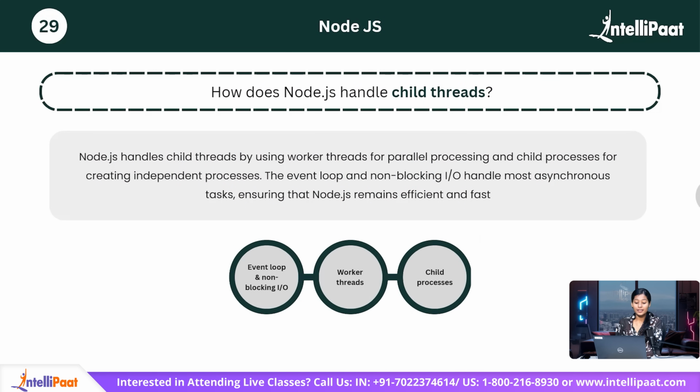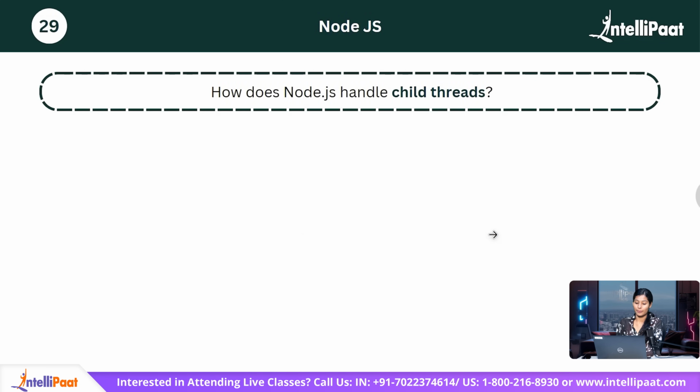Now, there are three types of child threads that you can find in Node.js. One is the event loop and non-blocking I/O, which we just saw. Next, we have worker threads and child processes. Let's look at how this is happening.